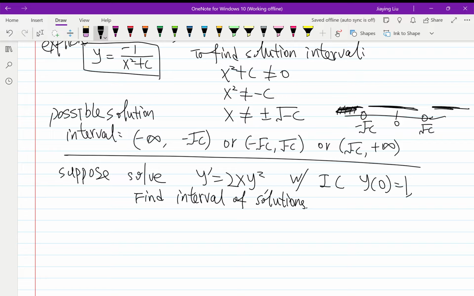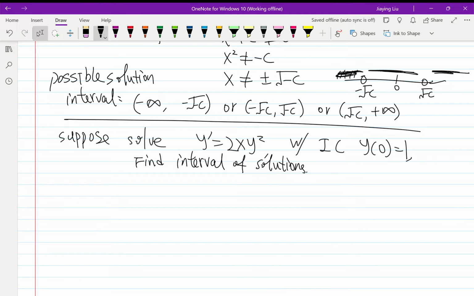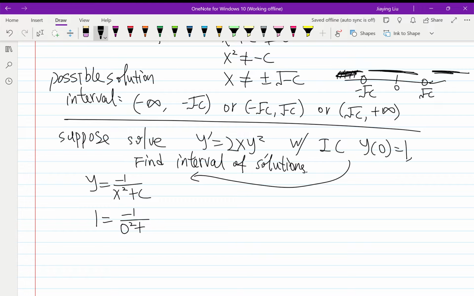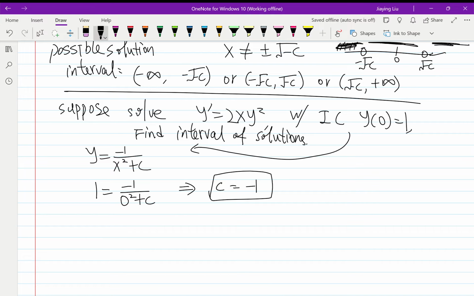I'm not going to solve the differential equation again, I'm just going to take what I have, to save time. So recall that we had y equals negative 1 over x squared plus c. I'm going to apply the initial condition to find c, so that gives us 1 equals negative 1 over 0 squared plus c. That gives us c equals negative 1. The solution is y equals negative 1 over x squared minus 1.